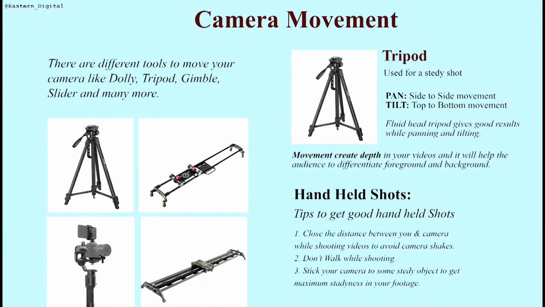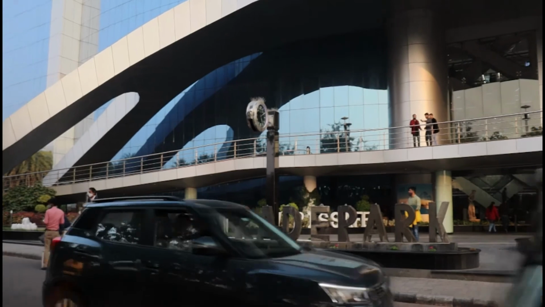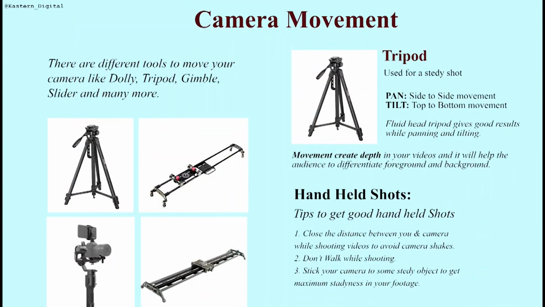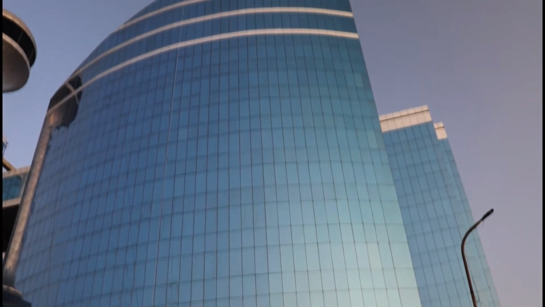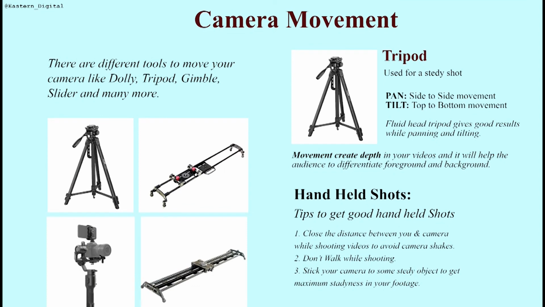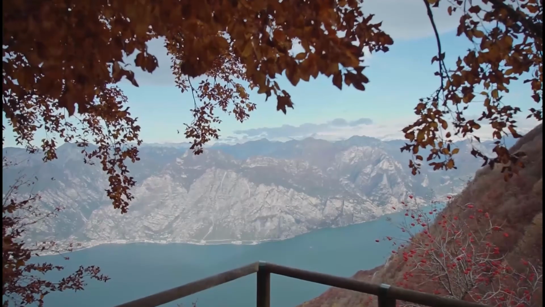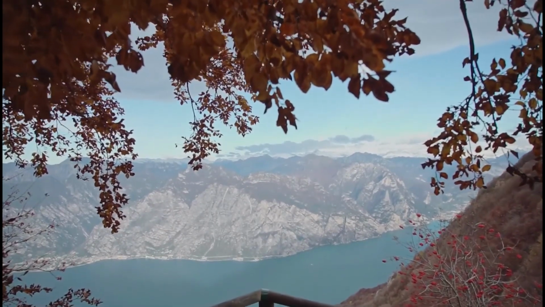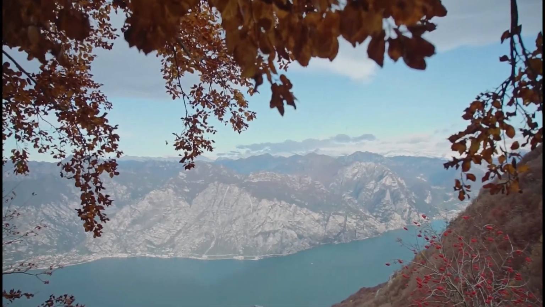You can get good pan and tilt movement using a tripod, but you must be wondering what a pan and tilt movement is. Well, a pan movement is when you move your camera from side to side, from left to right or right to left, and a tilt movement is when you move your camera from top to bottom or bottom to top. The best part about a fluid head tripod is that it gives you a good tilt and pan shot while you are shooting. Movement in your video creates depth and helps the audience differentiate between your foreground, background and subject.